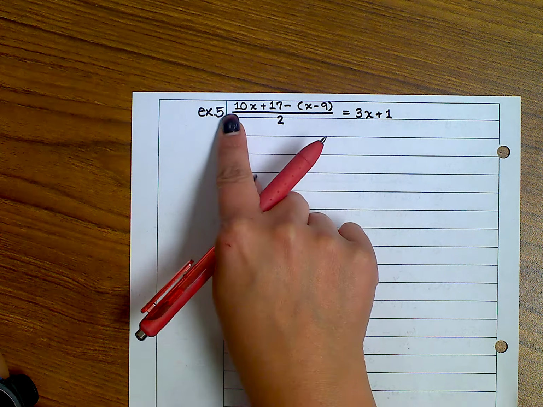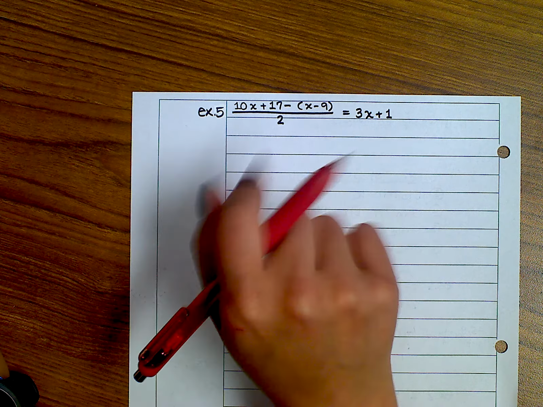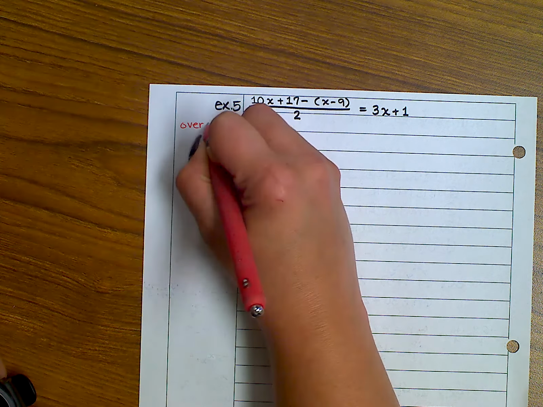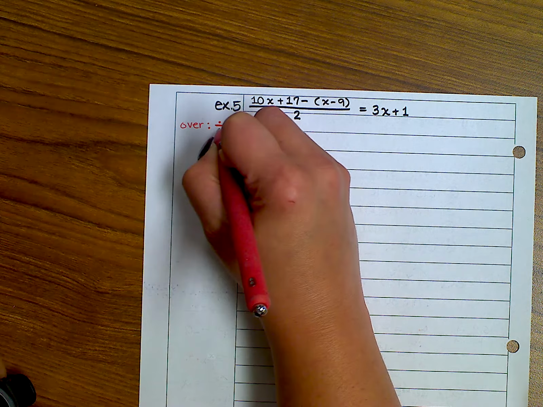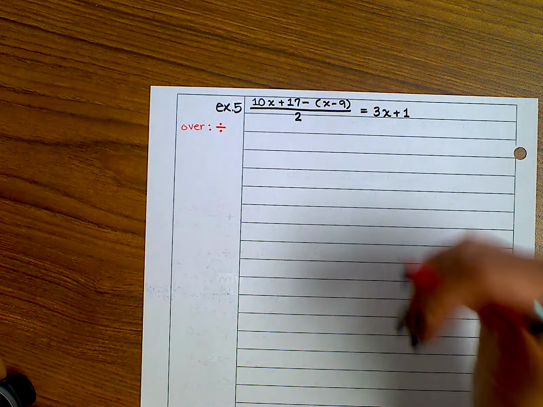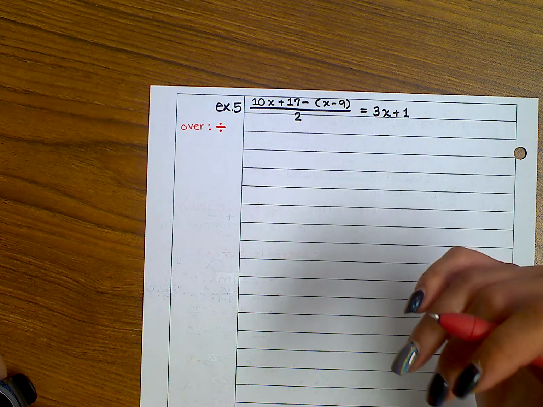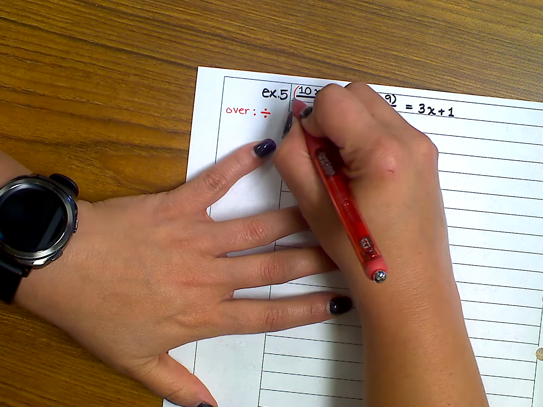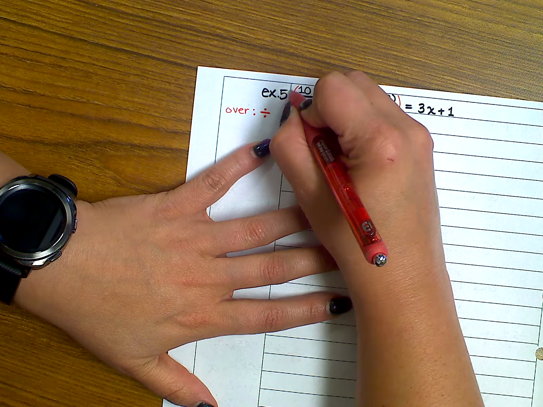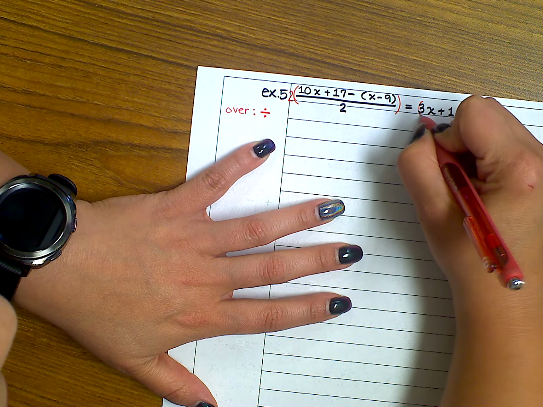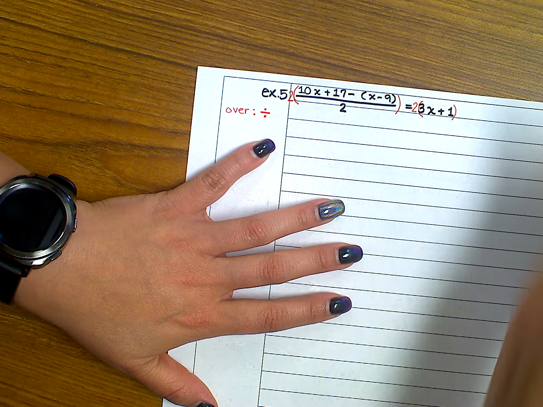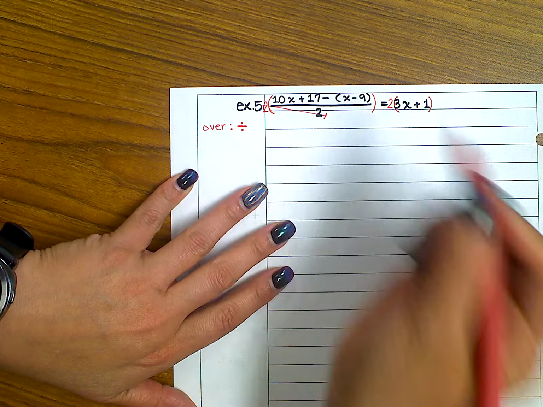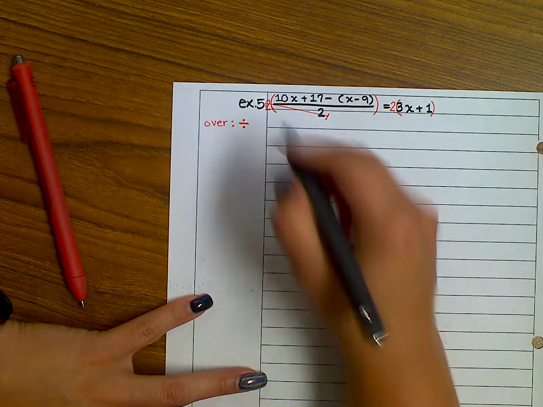Now, remember how I said all over simply means division. So in order to remove that division, I want to do the inverse operation, which is multiplication. So I'm going to put a 2 here. Whatever I do to one side, I do to the other. Now 2 over 2 reduces to 1. Okay, so let's go ahead and rewrite. Now it isn't so bad.